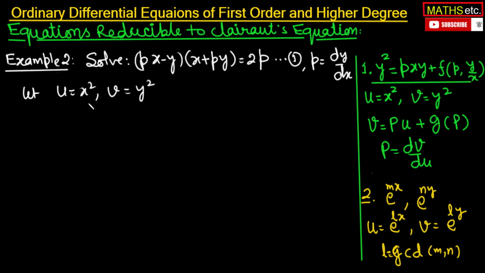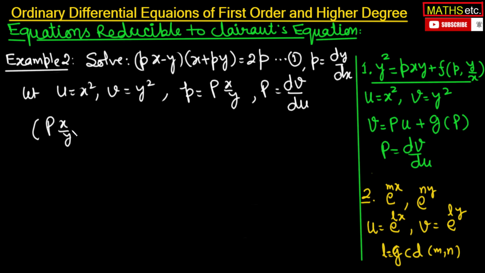And as we did in example 1, p, that is dy by dx, reduces to capital P x over y, where capital P stands for dv over du. Now let us put all these values into equation number 1. In place of small p, we are writing P x over y, multiplied by x, minus y multiplied by x plus p.